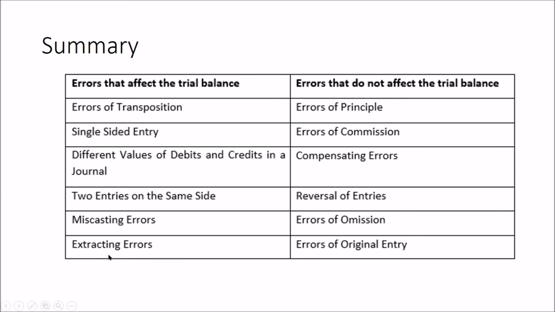And then extracting errors are where I've extracted the wrong figure from the general ledger T account. I extracted it as £210 rather than 120. So that's an extracting error. You don't tend to have to name these ones. I put them in there just in case the examiner decides to try and put that in there. Never seems to do that. They always seem to ask for the names of the ones that don't affect the trial balance. The examiner tends to check this part by giving you a scenario, and then you see whether your journal debits and credits balance.